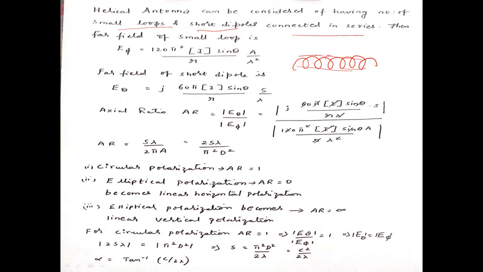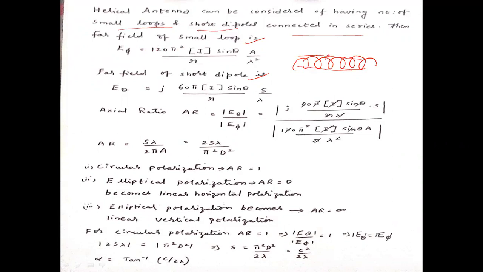So if these are connected like a series form, then automatically it acts like a helical antenna. So we will analyze the field equations. The first one is the small loop field equation, and the short dipole field equation. These field equations we can see in the second unit of the antenna subject. Their derivations will be available. I have directly taken the equations.